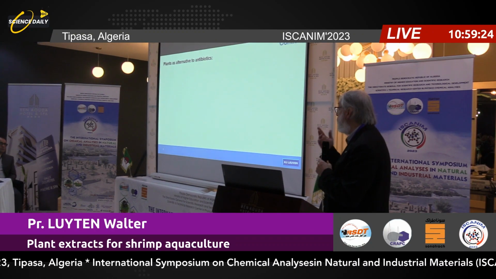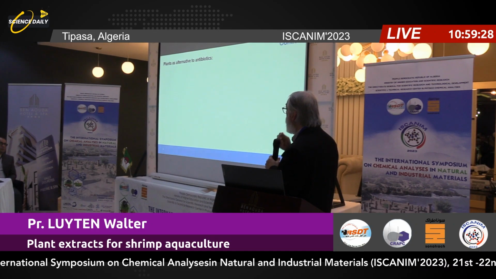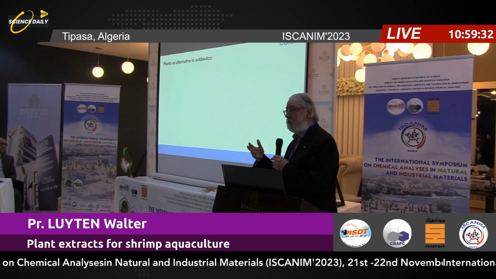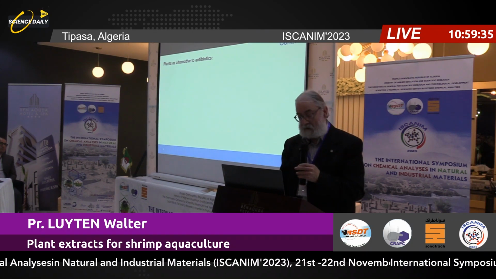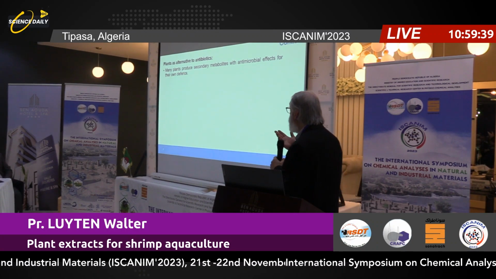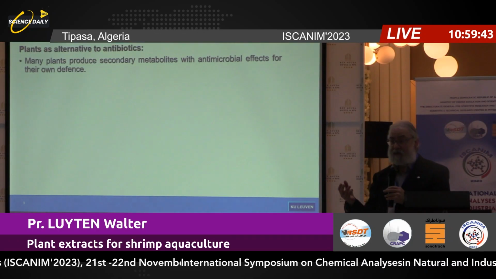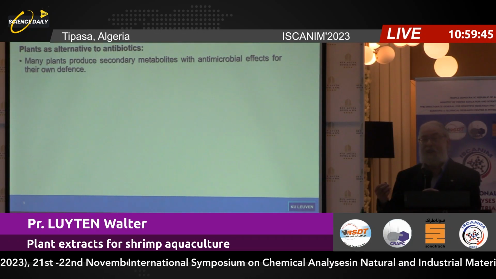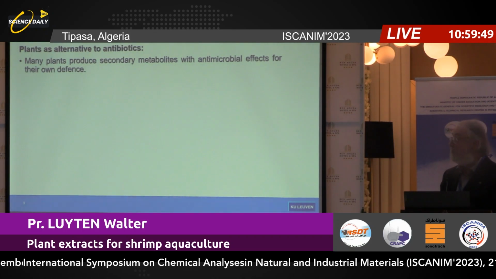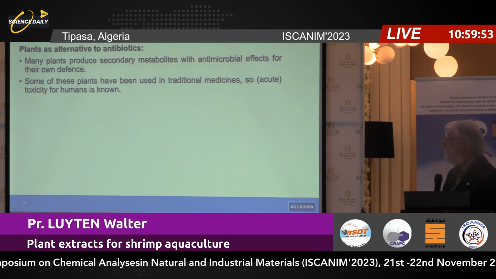And we have looked in this case, but also, as I said, in others for human and animal diseases, to plants as an alternative for the traditional antibiotics. Why plants? Because many plants produce secondary metabolites that have antimicrobial effects. They probably don't do that to please us. They probably do that for their own defense, because they also have to defend themselves against bacteria and viruses.